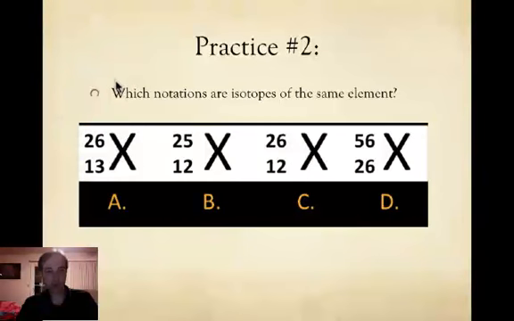Okay, practice problem number 2. Which notations are isotopes of the same element? Okay, yes, I realize they all have X as their symbol, but that means that they're unknown. We don't know what element it is. So we need to look at these numbers over here and see what they tell us.